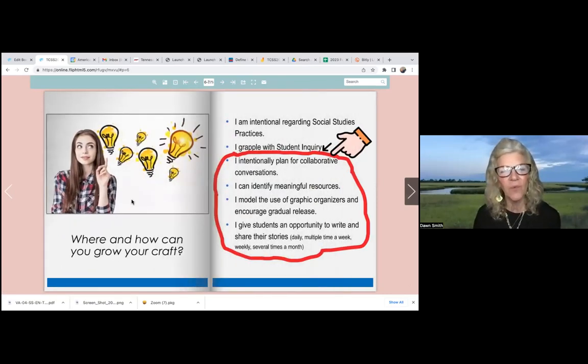So what I'm going to ask you, or charge you with, is: how are you growing that craft in your classroom, specifically those collaborative conversations, using those meaningful resources, modeling with graphic organizers and gradually releasing students to do those on their own, and then having those opportunities to write? How can you grow that part of your instructional day?